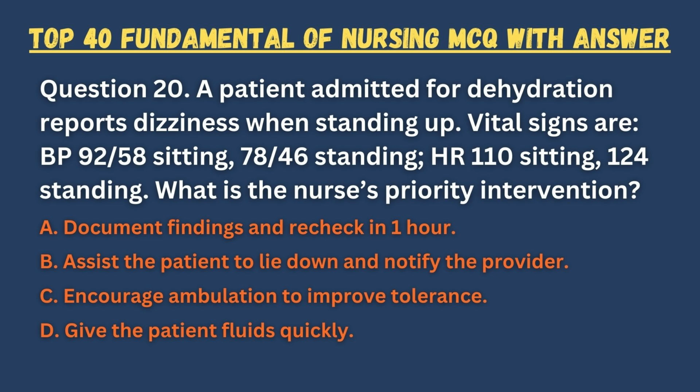Question 20. A patient admitted for dehydration reports dizziness when standing up. Vital signs are BP 92 over 58 sitting, 78 over 46 standing, heart rate 110 sitting, 124 standing. What is the nurse's priority intervention? A. Document findings and recheck in 1 hour. B. Assist the patient to lie down and notify the provider. C. Encourage ambulation to improve tolerance. D. Give the patient fluids quickly.